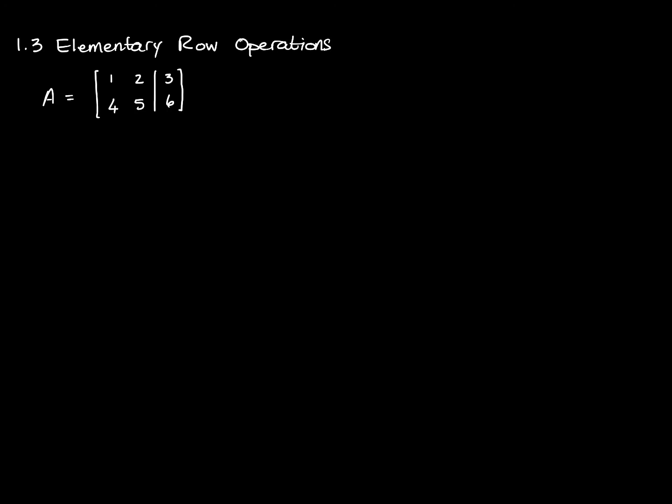For demonstration purposes, I'm starting with a matrix A, which has rows 1, 2, 3, and 4, 5, 6. As a reminder, this matrix will have come from a system of linear equations where the coefficients of x and y in the first equation are 1 and 2, so I have x plus 2y, and the constant term was 3. And the second equation would have been 4x plus 5y equals 6.